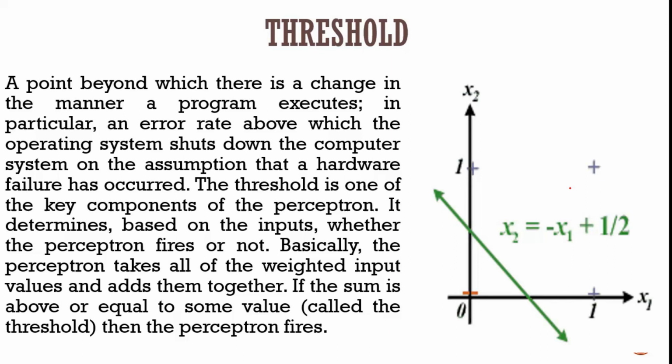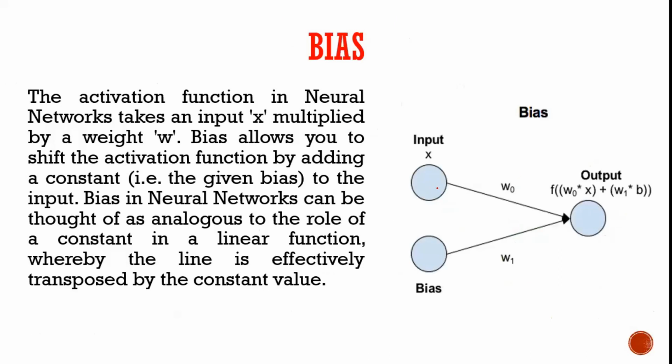Basically, the perceptron takes all the weighted input values and adds them together. If the sum is above or equal to some value, then the perceptron fires. Then what is bias? I said the bias is added to the summation and given as an input to the activation function, so bias is important. Bias means partiality in the English dictionary. In neural networks, the activation function takes an input X multiplied by weight W, and bias allows you to shift the activation function by adding a constant value.